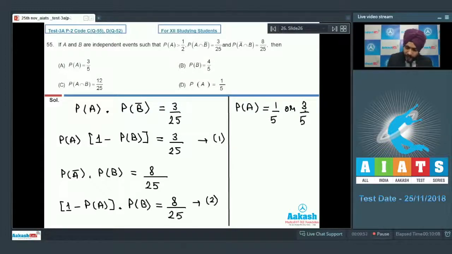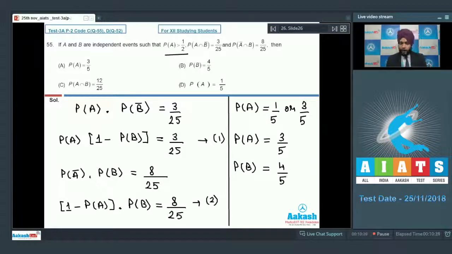So P of A is greater than half. That means 1 by 5 is rejected. P of A will be equal to 3 by 5. Putting it in any of the equations, I will get P of B is equal to 4 by 5. So P of A is 3 by 5, P of B is 4 by 5, P of A intersection B is P of A into P of B, that is 12 by 25. Option number A, option number B, option number C are the correct choices. A, B, C is the correct answer. Okay. Let us move on to the match the column section now.